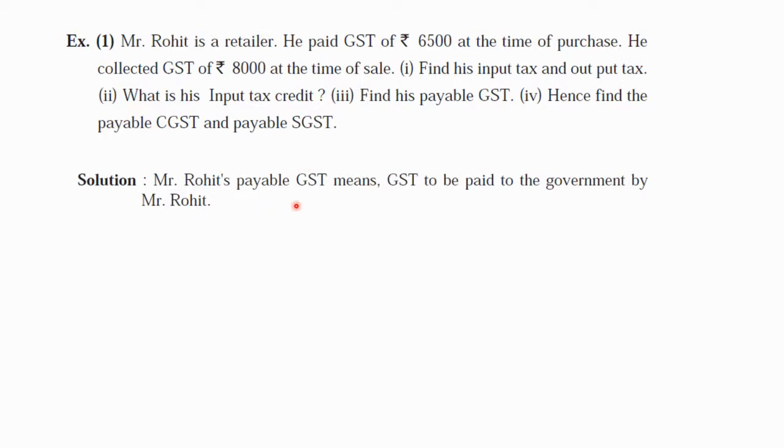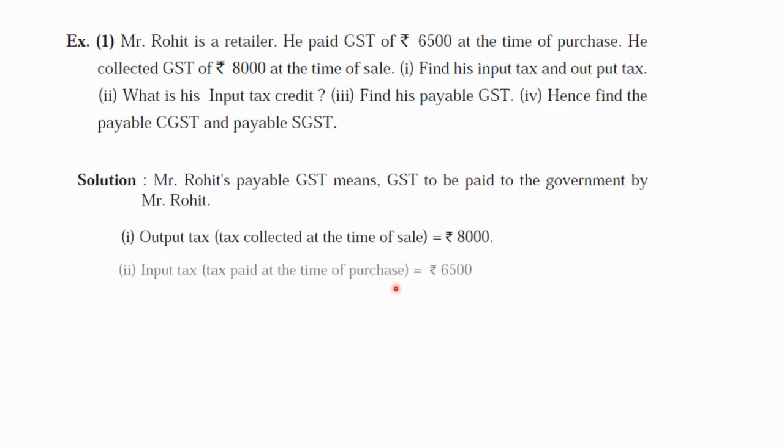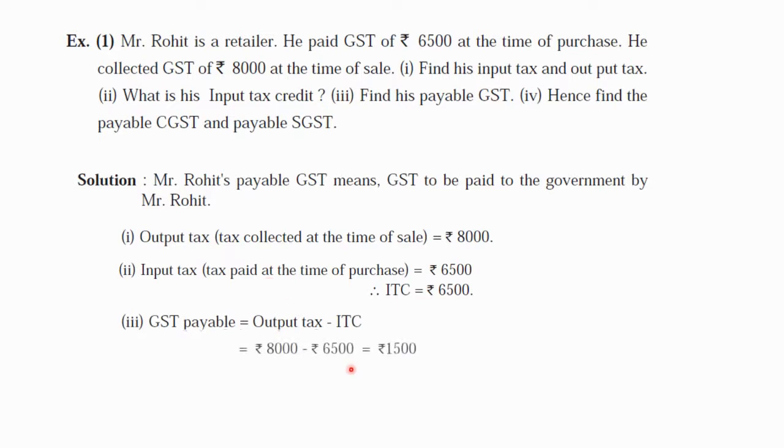Mr. Rohit's payable GST means GST to be paid to the government by Mr. Rohit. Output tax, that is the tax collected at the time of sale, as mentioned in the question, is rupees 8,000. Input tax, that is the tax paid at the time of purchase, as mentioned in the question, is rupees 6,500, and that is also the input tax credit. GST payable, the formula is output tax minus input tax credit. So that is rupees 8,000 minus rupees 6,500, and that is rupees 1,500.